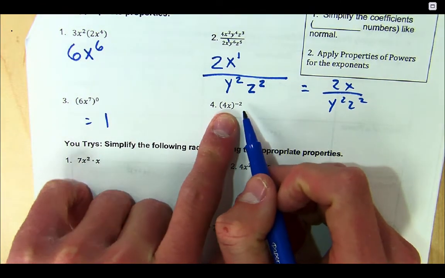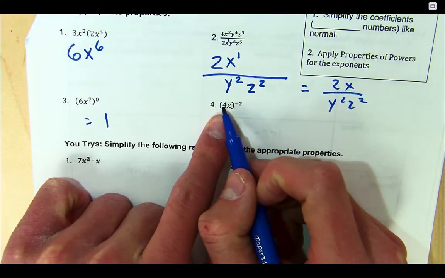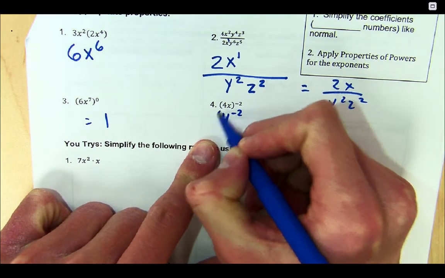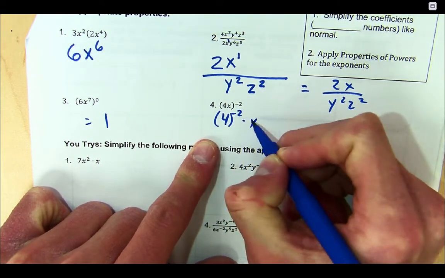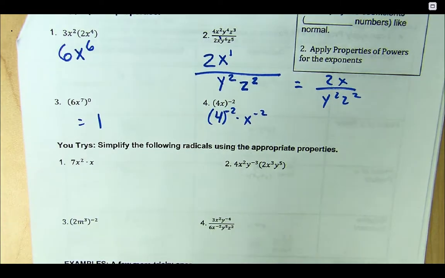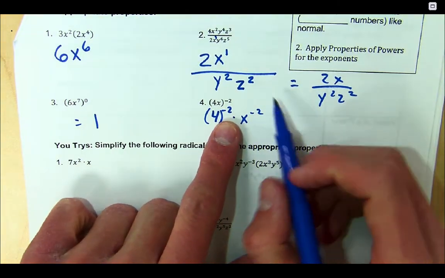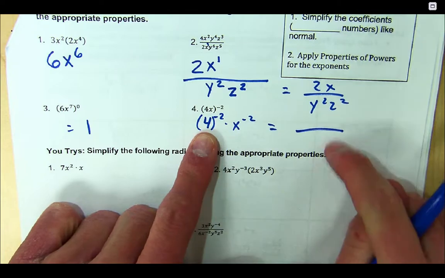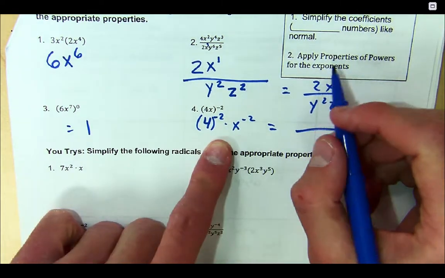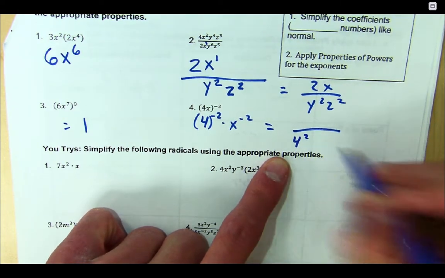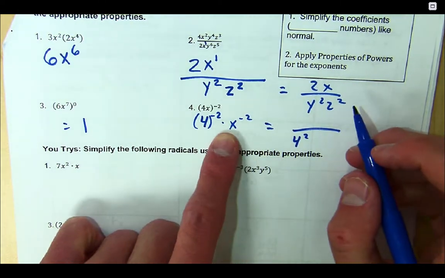Number 4, each of these terms, the 4 and the x, need to get raised to the power of negative 2. So you have 4 to the negative 2 and x to the negative 2. So remember how this works with negative exponents. You make them positive and move them to the denominator. So since this is a 4 to the negative 2, I'm going to make it 4 to the positive 2 in the denominator. Same thing with my x.